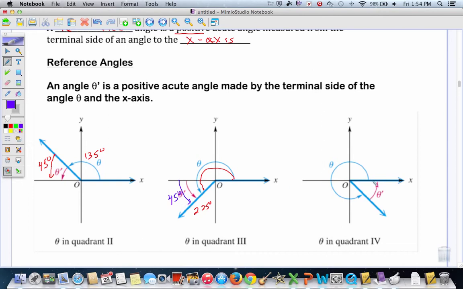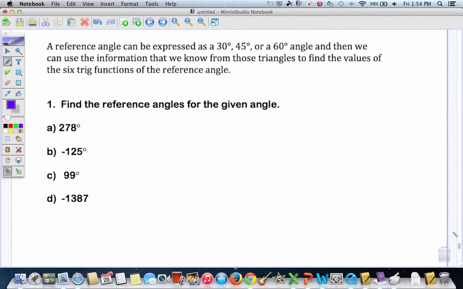And a third time here in quadrant number 4, the angle comes all the way around, might be 315 degrees as an angle in standard position. But we are going to measure that angle as a positive acute angle from the terminal side to the x-axis there, or another reference angle of 45 degrees. And again, that's going to come back into play with those two triangles we talked about previously.